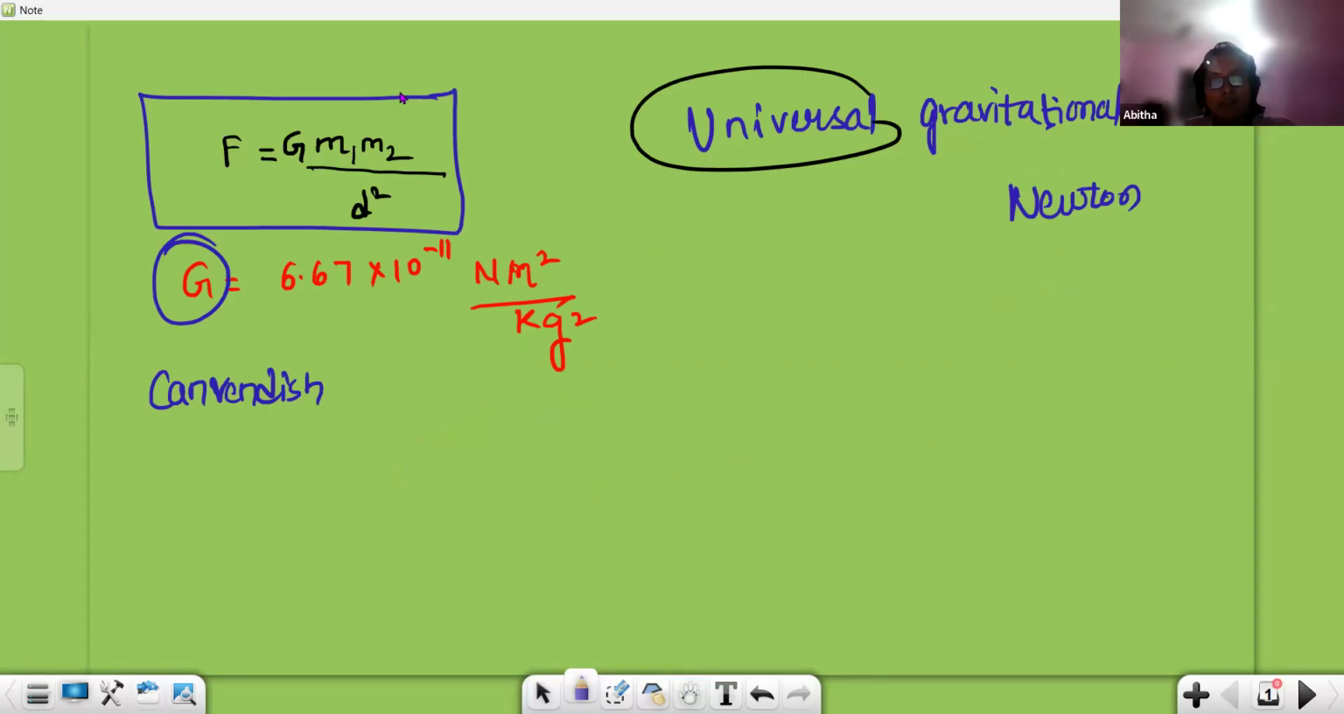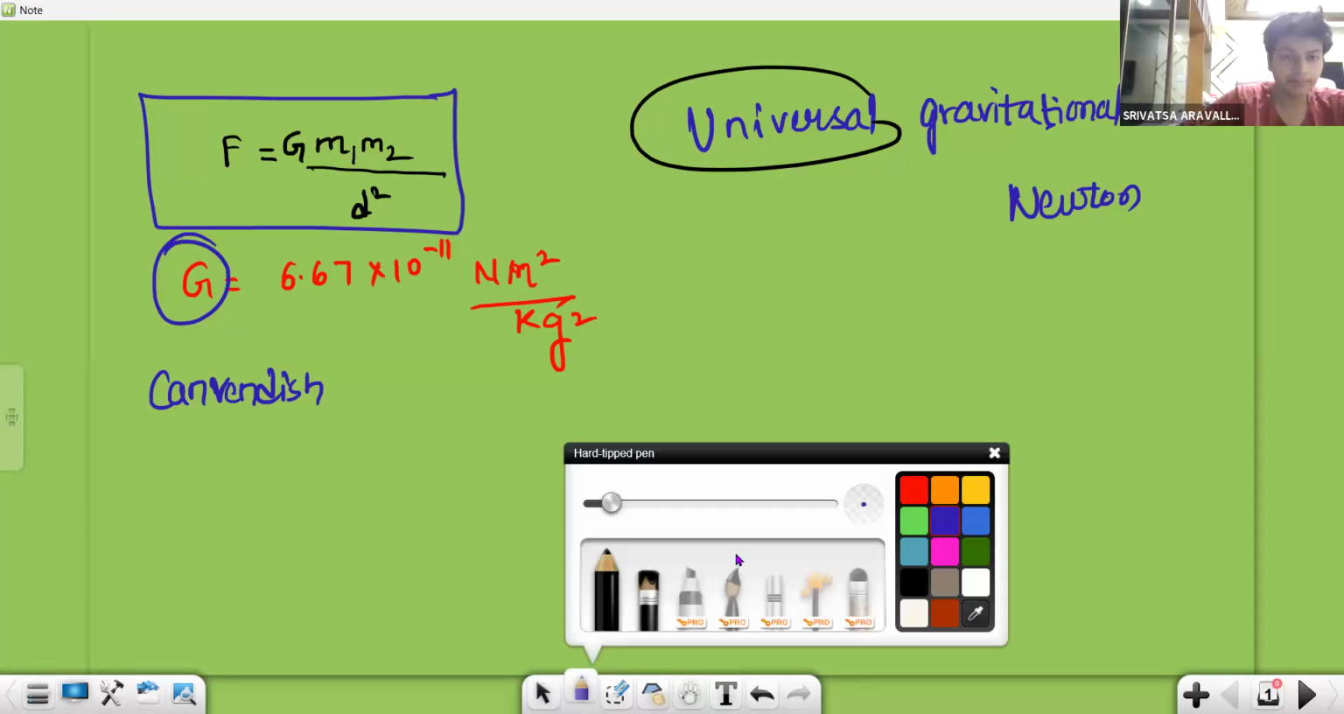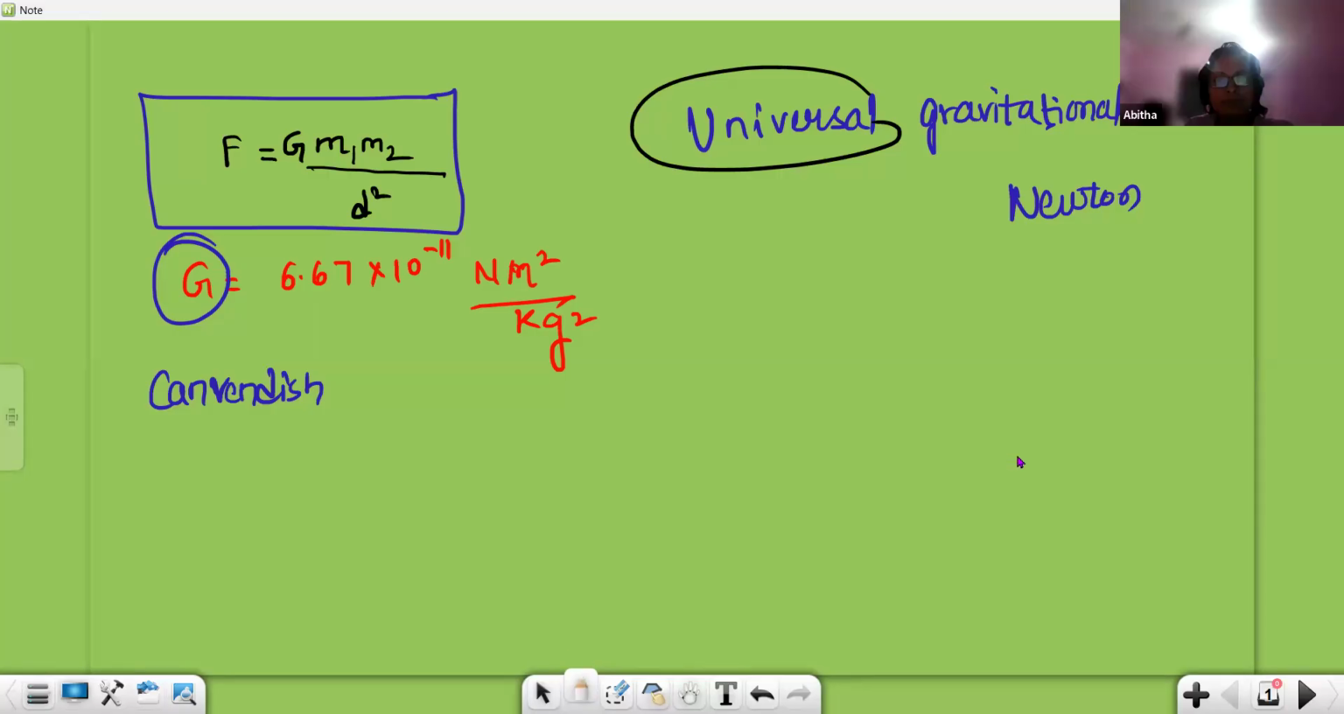I hope you memorized the formula well. What is the formula? F is equal to G M1 M2 by D square. Yes. And you should know each term, what it indicates, so that only you can solve the numerical question.